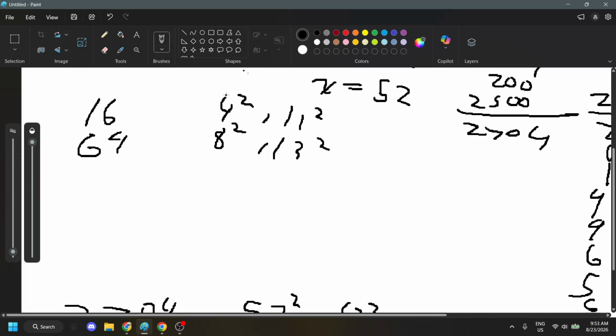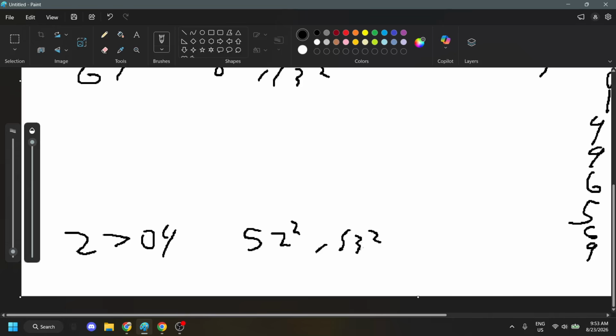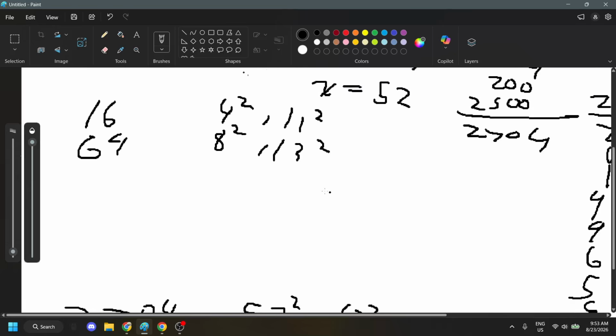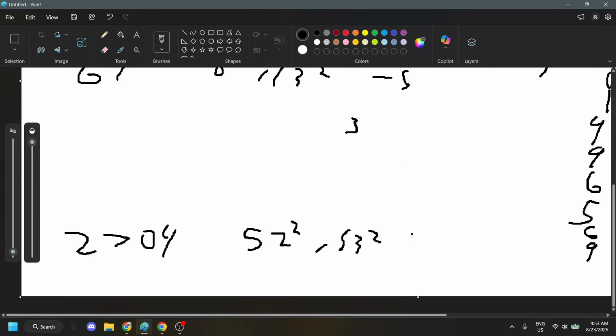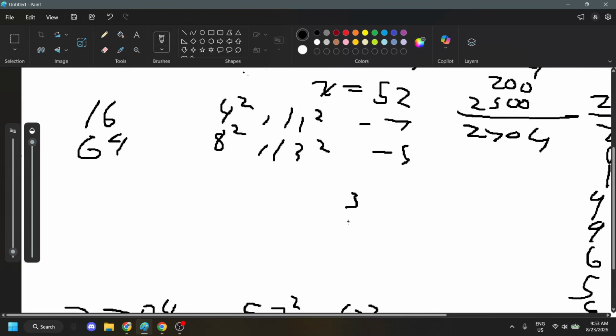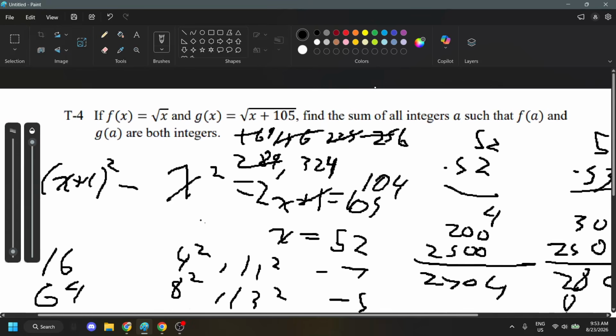Here there's a difference of 6, 1, so 7. Here there's a difference of 5. Here there's a difference of 1. So maybe that means there's going to be a difference of 3. There's only going to be one more difference of 3, because this was a difference of 7, this was a difference of 5, this is a difference of 1. Maybe there's one more odd one. Let me try that.